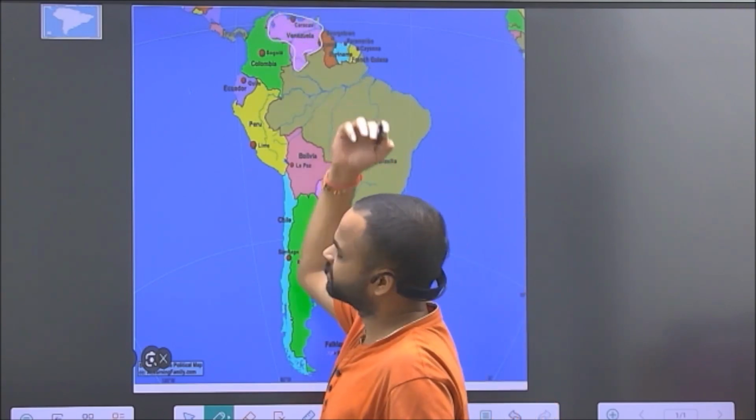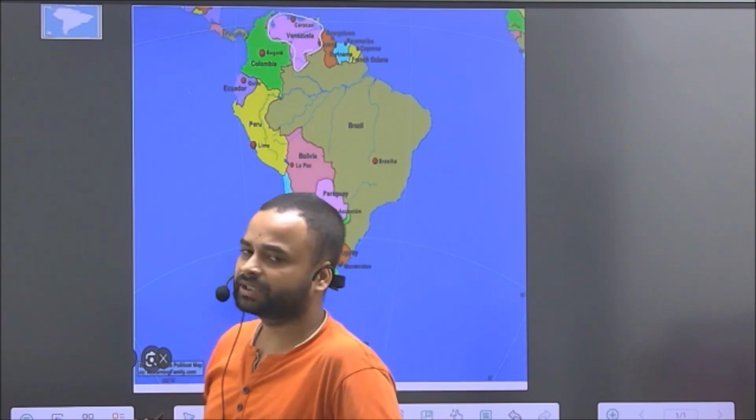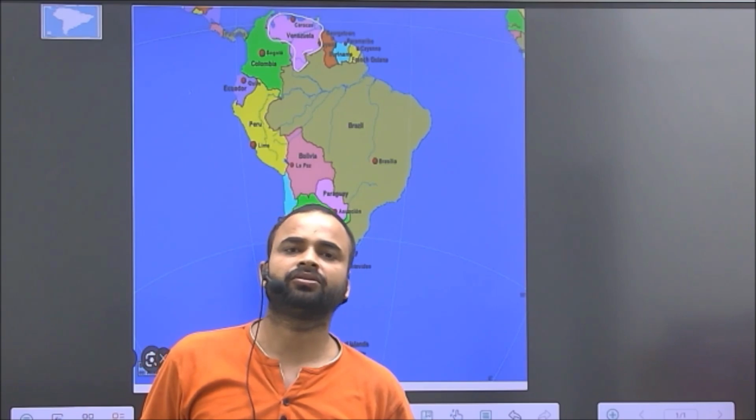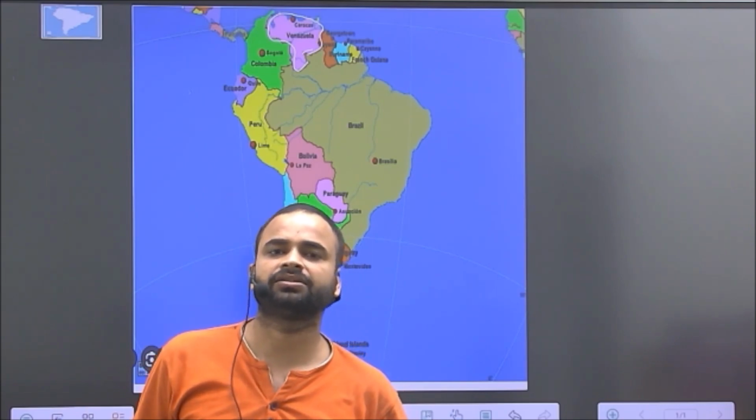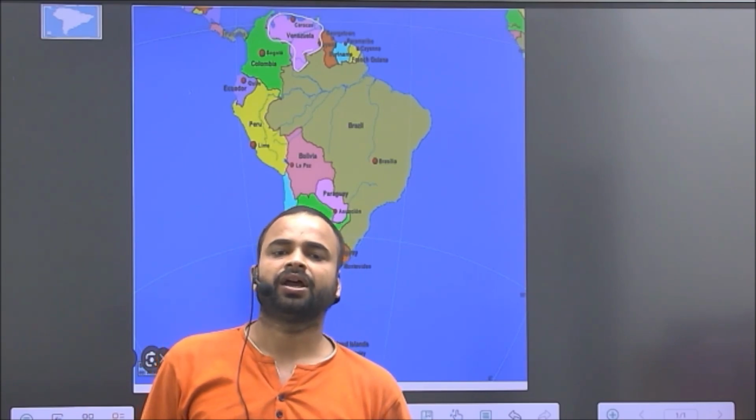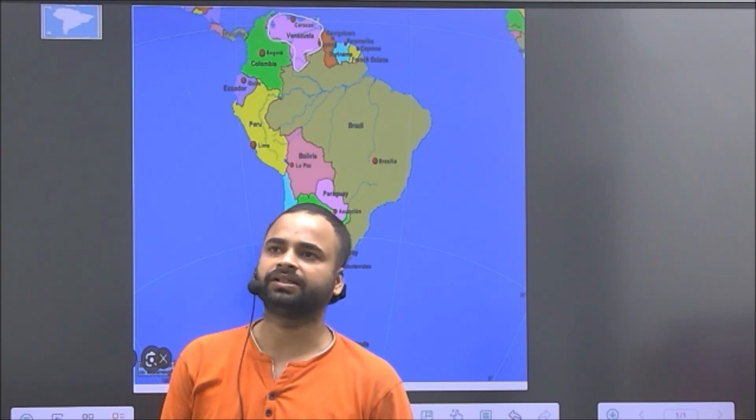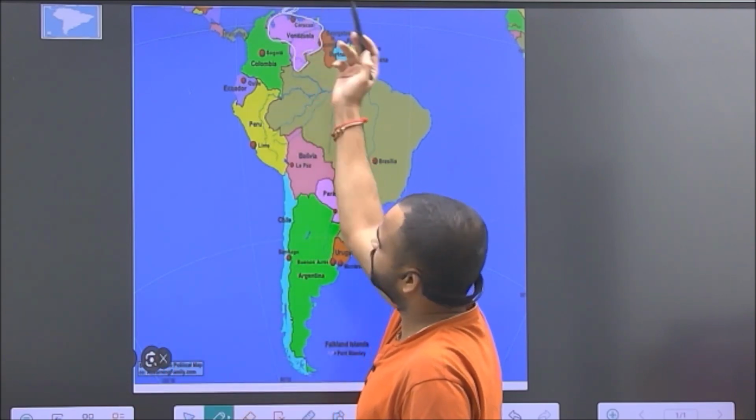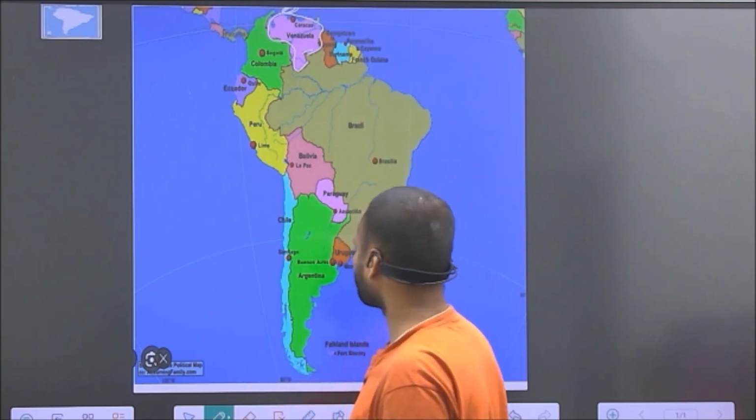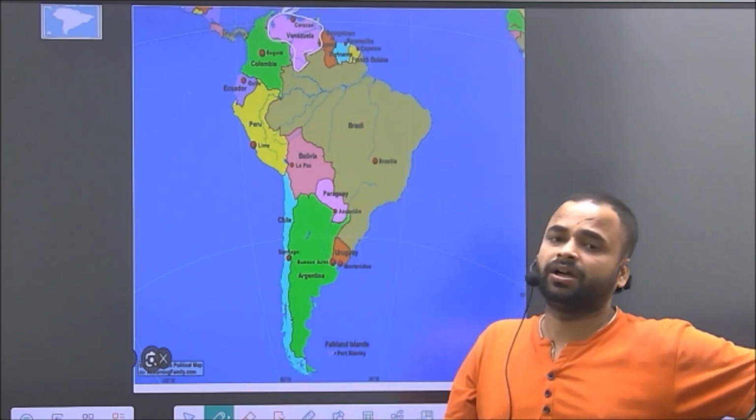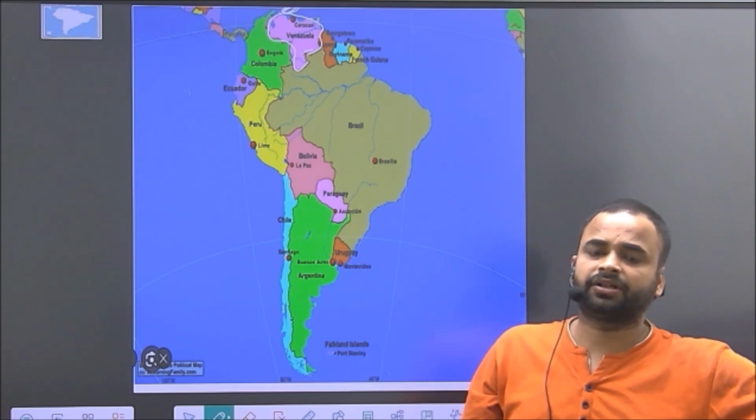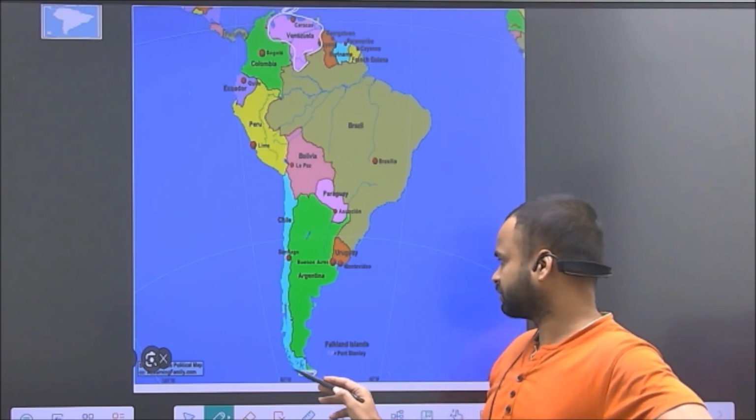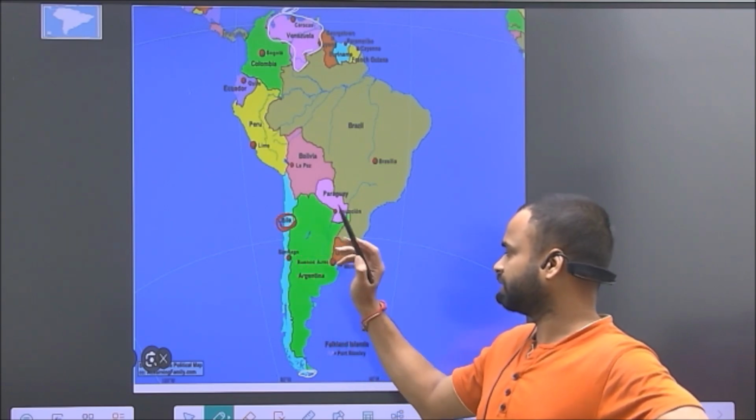Here you can see Colombia is in the north, but it's not the northernmost, because ABC Islands are a part of Venezuela, and the ABC Islands are situated here. So if this is the northernmost country, then what is the southernmost? Chile. Chile is the southernmost country of South America.